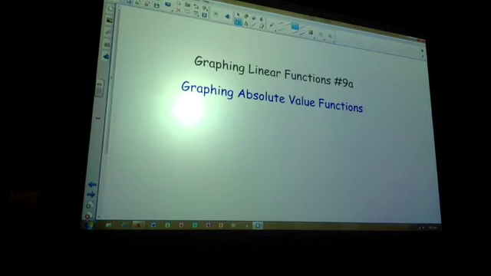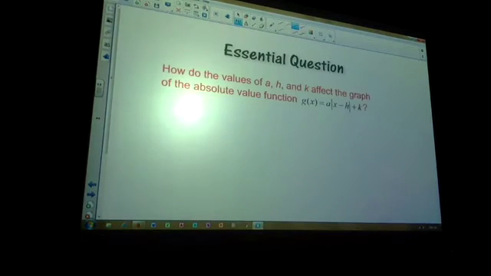And absolute values, the nice thing is, they are straight line graphs, but absolute value graphs look kind of like a V for the most part, or sometimes they could look like an upside down V. Okay? So it's basically two straight lines coming off a common vertex. So let's talk about that.